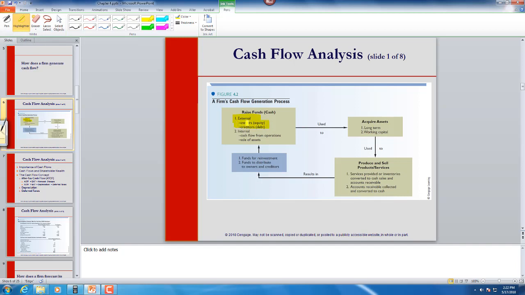Once you do that, you use that to acquire assets, and then you produce and sell goods and services. After that, you make profits, and those profits can be used either to distribute to owners and creditors or as funds for reinvestment. Or you can do both, if you make sufficient profit. Now, some of the money is reinvested, and that's internal. That's what they're talking about here. So this is a circular pattern that continues as a firm grows.